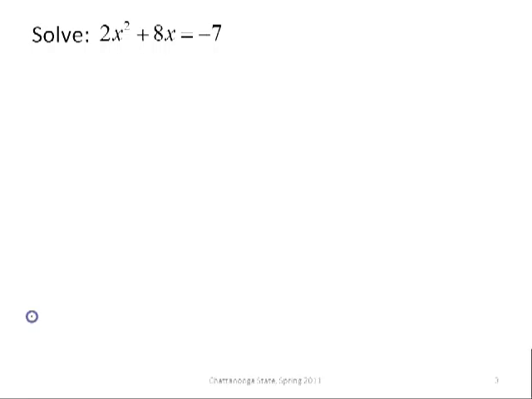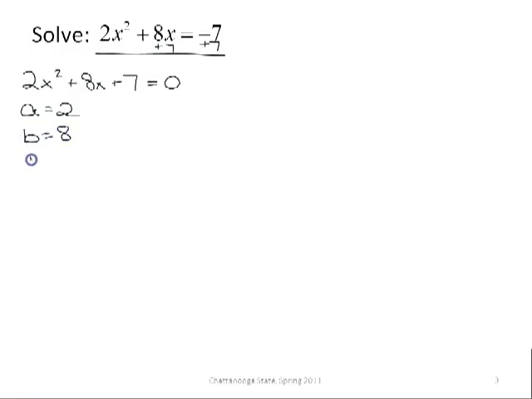Here we have 2x squared plus 8x equals -7. So my first step is going to be to get it in standard form. So I need to add the 7 to both sides of my equation. So that will leave me with 2x squared plus 8x plus 7 equals 0. Now that it's in standard form, I know that my a is 2, my b is 8, and my c is a +7.